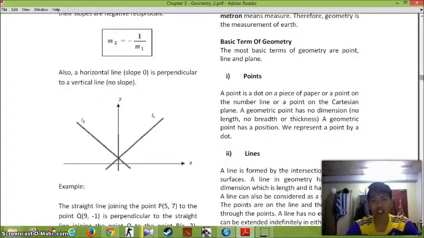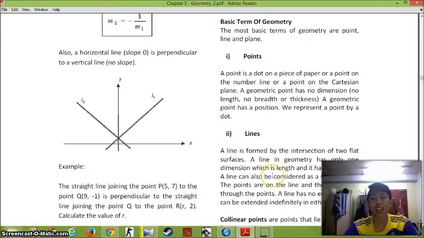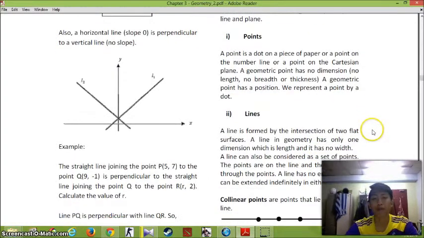Meanwhile, a line is formed by the intersection of two flat surfaces. A line in geometry has only one dimension, its length, and it has no width. A line can also be considered as a set of points. The points are on the line and the line passes through the points. A line has no endpoints and can be extended indefinitely in either direction.